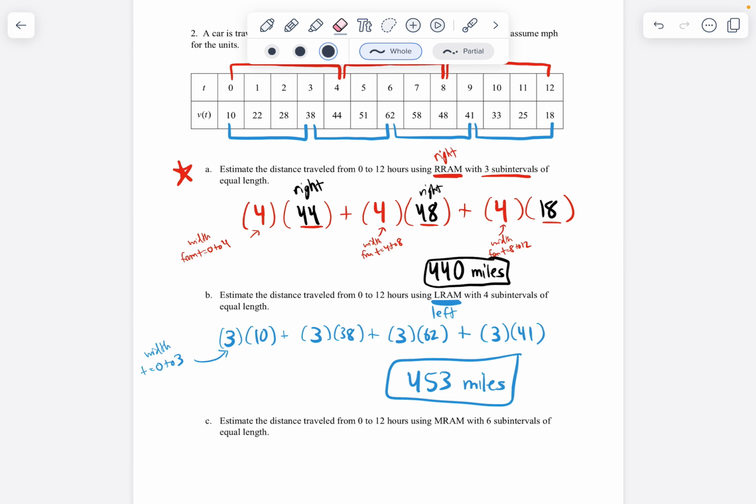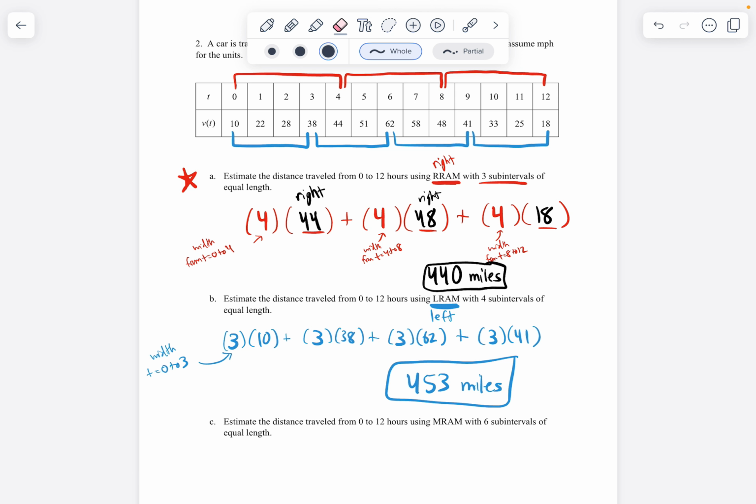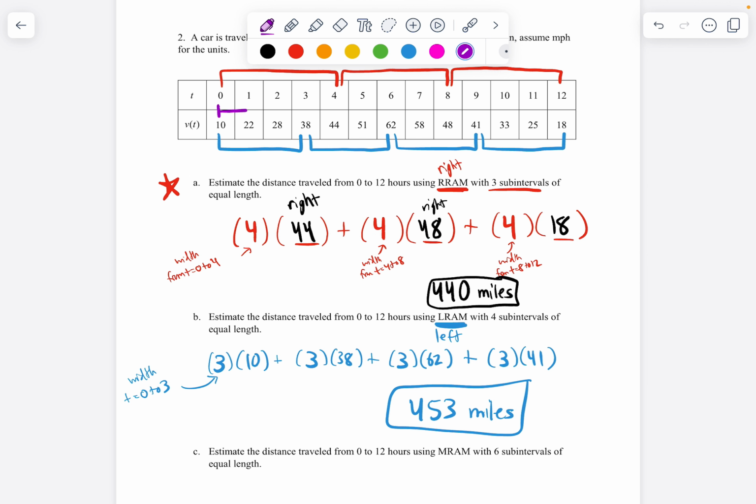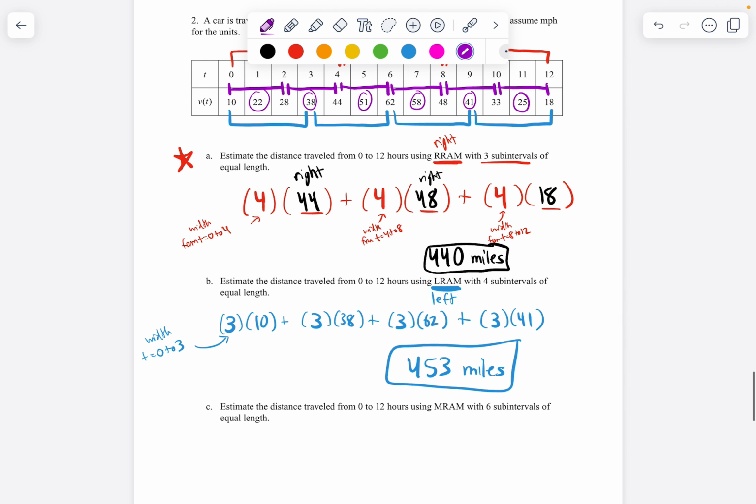And finally, the last one says 0 to 12 hours using MRAM. So now it's the middle, but now it's 6 intervals. Every interval needs to be 2 long since it's 12. So that's from here to here, here to here, 2, 3, 4, 5, 6. And now we use the middle. So there's going to be 6 total parts now.